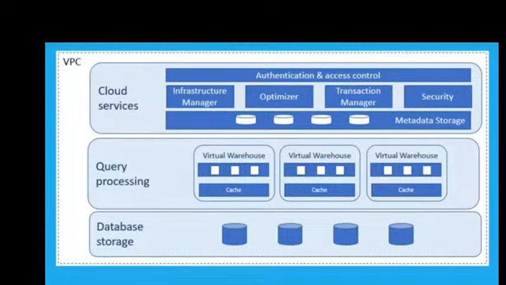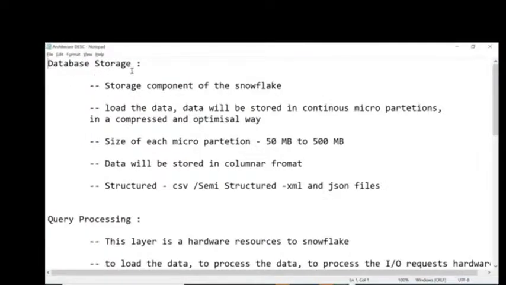So we have a cloud services layer, a query processing layer, and a database storage layer. Now we will discuss them one by one. What does the database storage layer do? This is one of the components of Snowflake. We have a storage component and a compute component. This is the storage component of Snowflake.